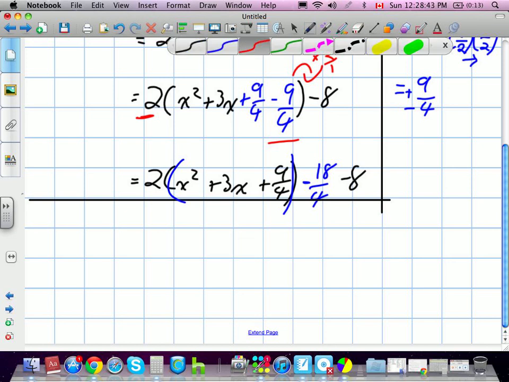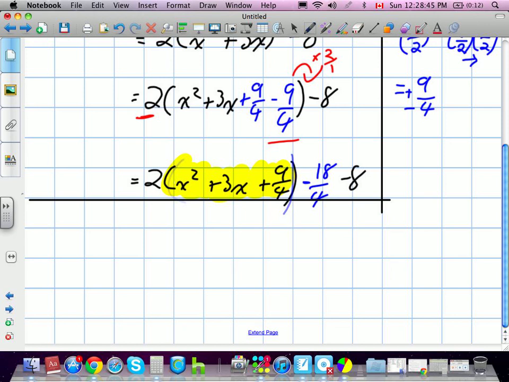There we go. x squared plus 3x plus 9 over 4, okay? Now, this actually becomes a little difficult because we have a fraction here. Factors of this guy are 1x and 1x. Now, factors of a fraction. We don't normally work with that when we're factoring, right? But I'm going to tell you there's going to be a set right here that's going to work. Technically, 3 over 2 and 3 over 2 are factors of this, okay?